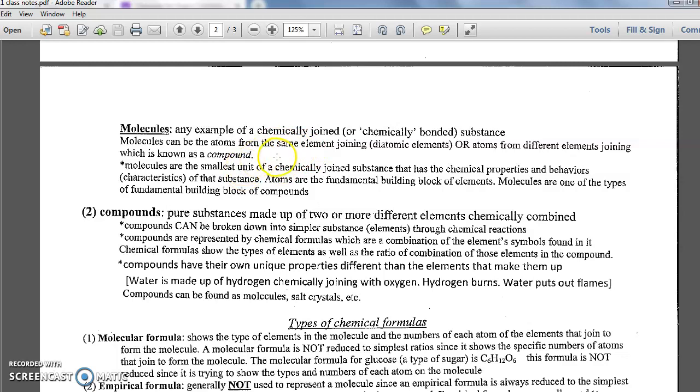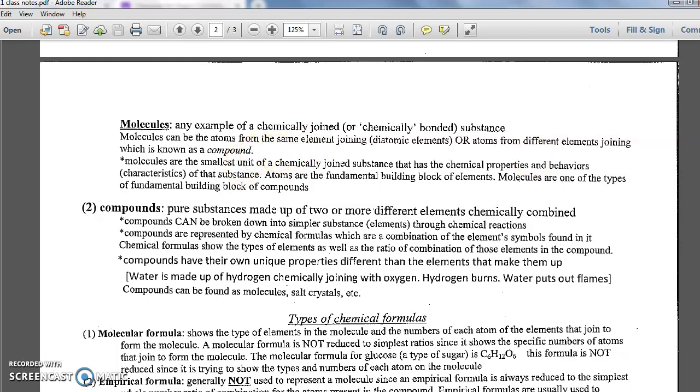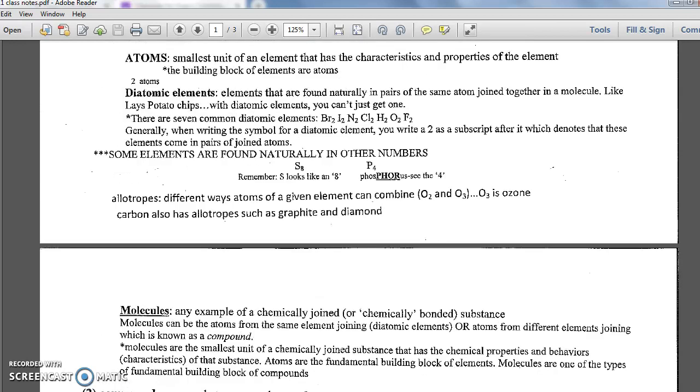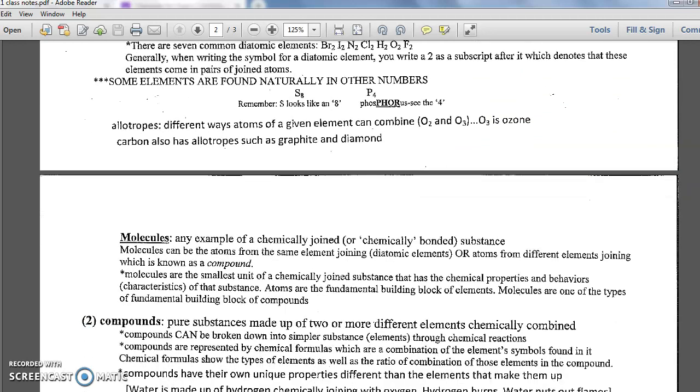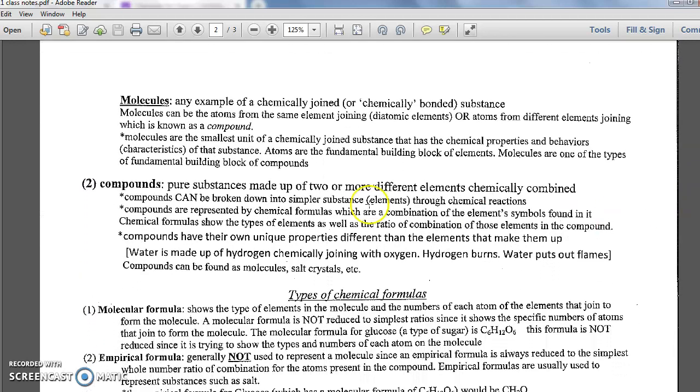If it happens to be the same type of atom joined together, meaning two atoms that have the same number of protons, it would be a diatomic element. If they are atoms from different elements joined up, that molecule would be classified as a compound. A compound is two or more different elements chemically combined. Molecules can form compounds. Molecules can also be elements.